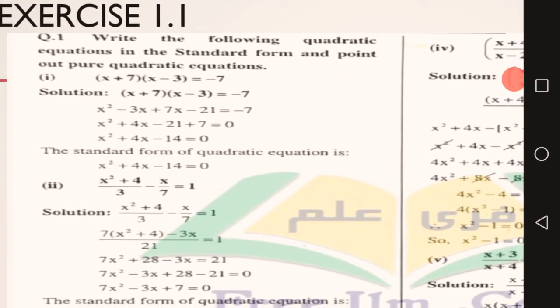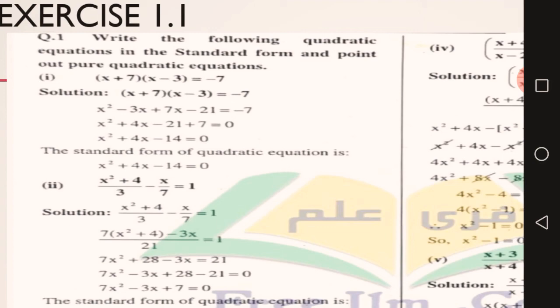Now the coefficients of x will become combined: -3 plus 7 becomes plus 4. x square plus 4x minus 21 plus 7 equals 0. Put all the things on one side of the equation and 0 on the other side. So x square plus 4x minus 14 is equal to 0.